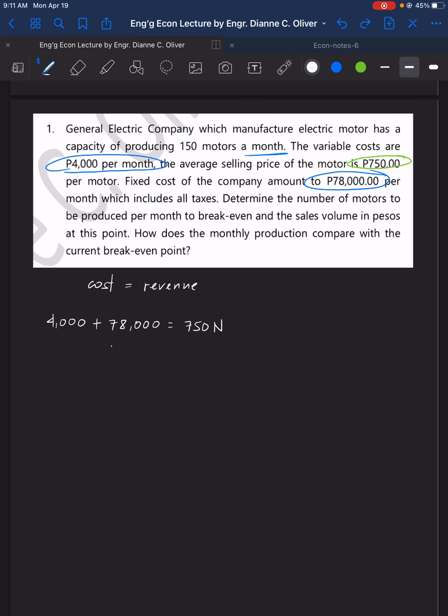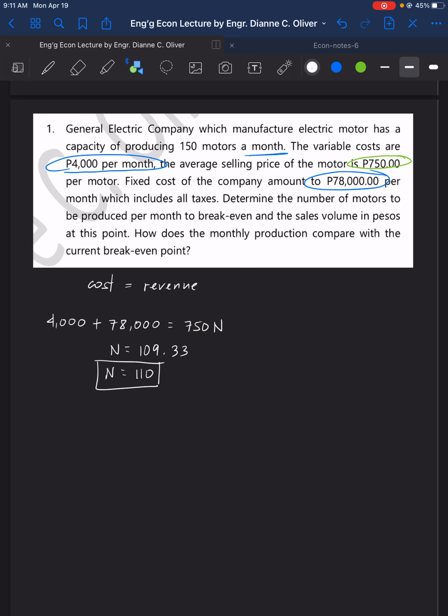Okay, so the value of N here is 109.33, or that is N is equal to 110 motors. So having this quantity of 110 motors, the cost equals revenue. Now let's show that in the graph.